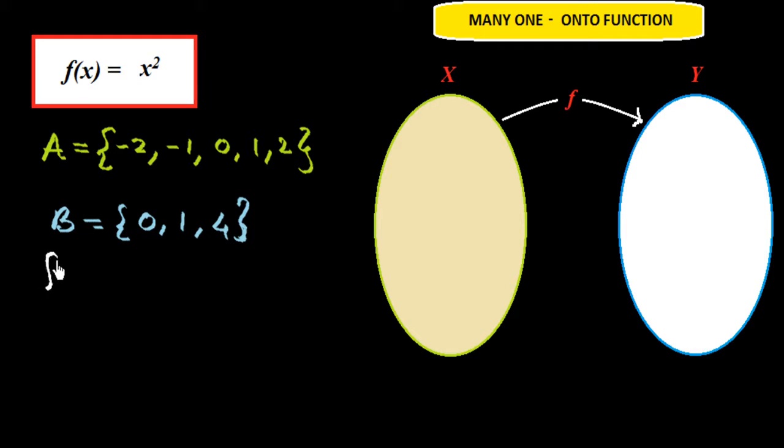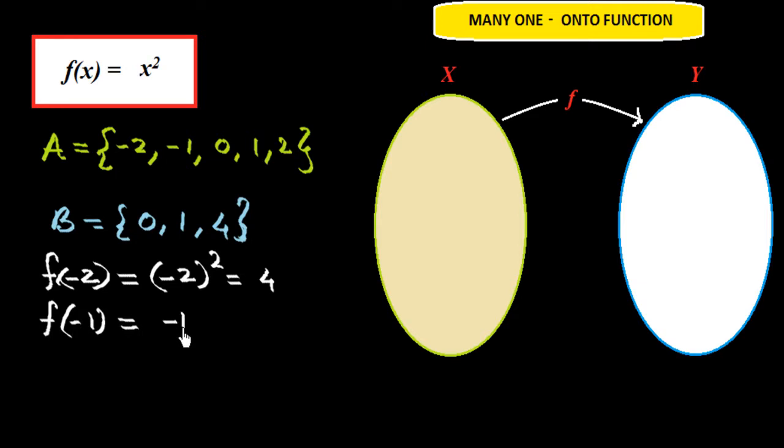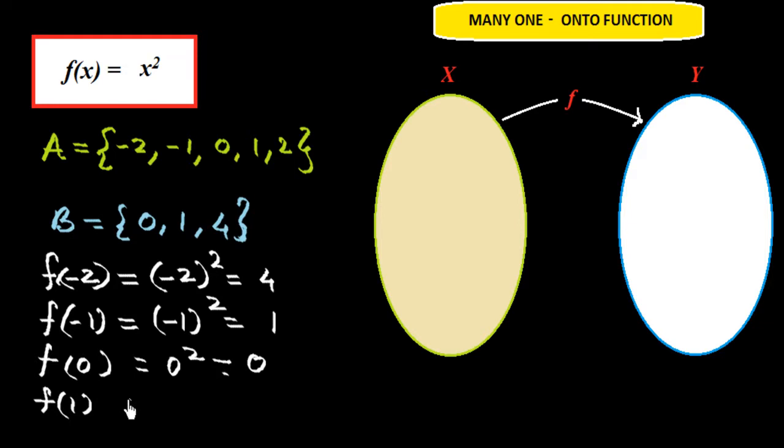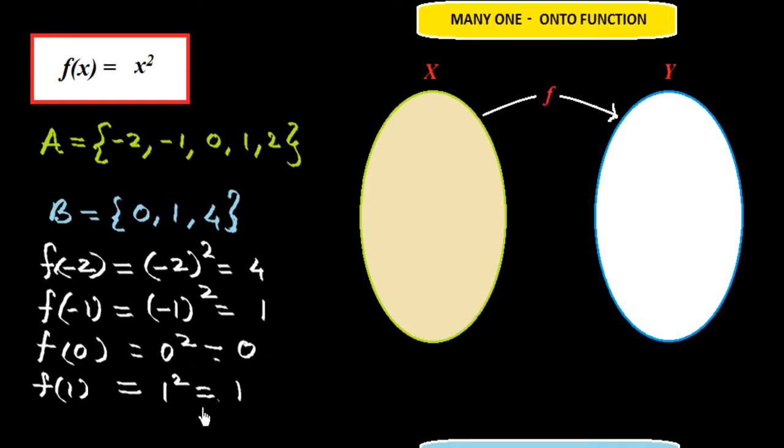So, if I put minus 2 instead of x, f of minus 2, I get minus 2 square, which is 4. If I put minus 1 instead of x, I get minus 1 square, which is 1. If I put 0, which is 0 square, is 0. If I put 1, it is 1 square, which is 1. If I put 2, which is 2 square, is again 4. Now I put these values here.